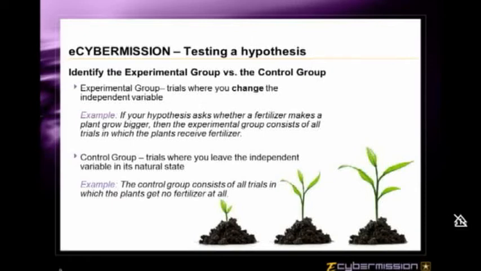For example, if your question asks whether fertilizer makes a plant grow bigger, then the experiment group consists of all trials in which the plants receive fertilizer. In many experiments, it is important to perform a trial with the independent variable at a special setting for comparison with the other trials. This trial is referred to as a control group. The control group consists of all those trials where you leave the independent variable in its natural state. In our example, it would be important to run some trials in which the plants get no fertilizer at all.